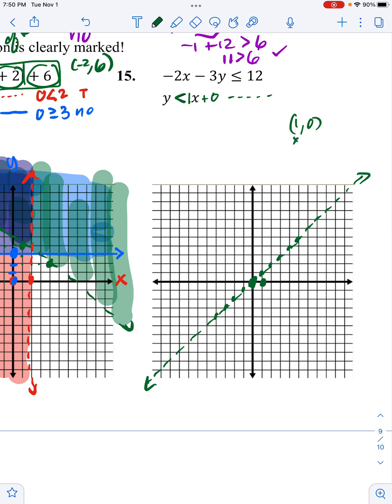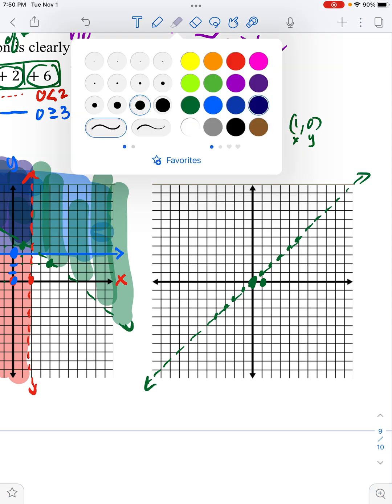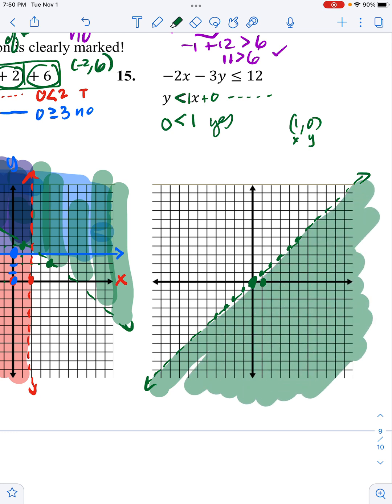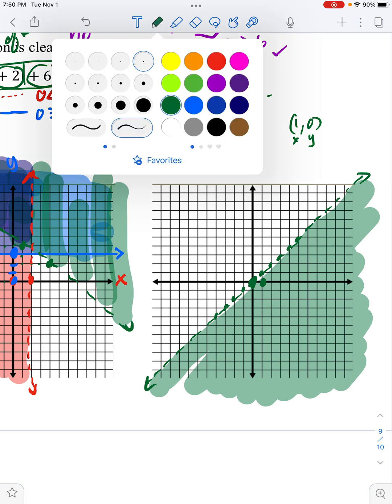This is my X. This is my Y. So I put the 0 in for Y and the 1 in for X. Yes, 0 is less than 1. So yes, you should shade the side that has that point. So my second one, which I have no idea why I graphed it first, is that. So that's this guy. Let's go ahead and do the top one.